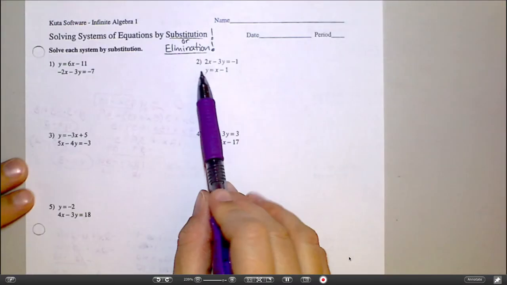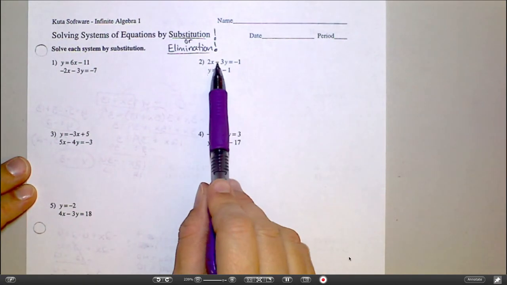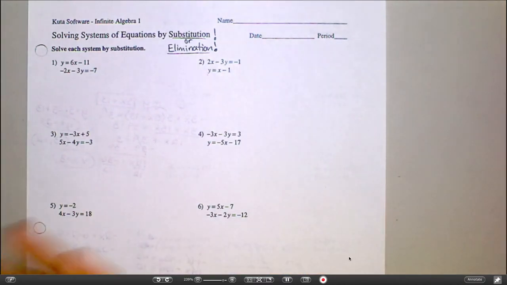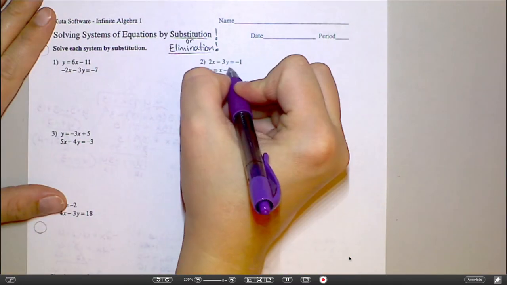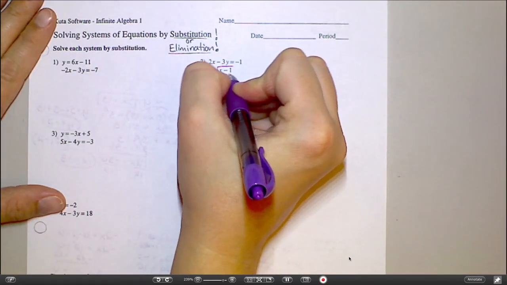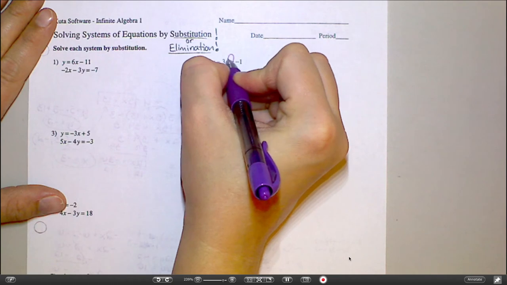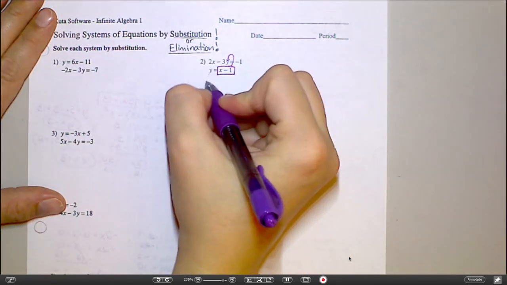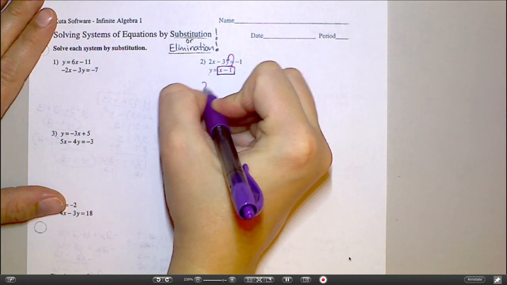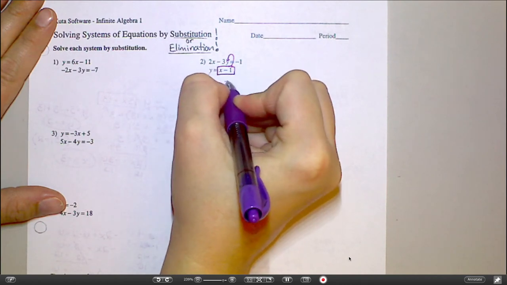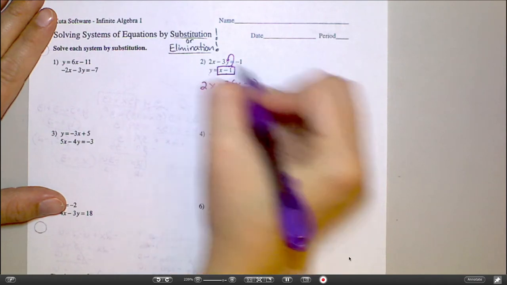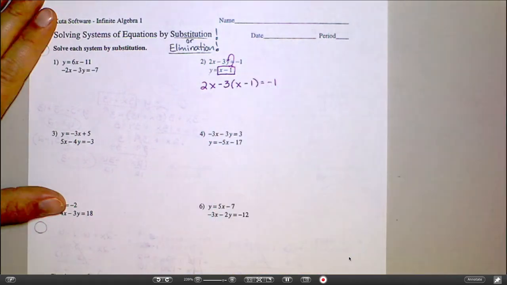And especially since I would have to rearrange this equation to get it to line up with that one in order to make elimination work. So let's just go with the easier one based on how it's set up to begin with. So if I have y equals x minus 1, that means I'm going to take that x minus 1 and put it in place of y up here. Long morning already. So this is going to look like this. 2x minus 3, parentheses x minus 1, because I'm putting x minus 1 in place of y, equals negative 1.